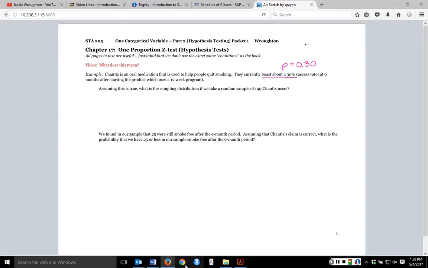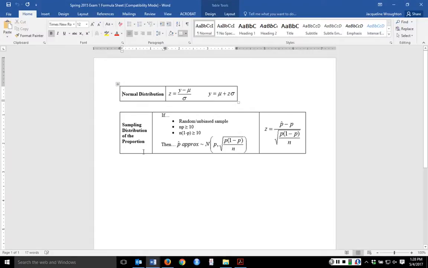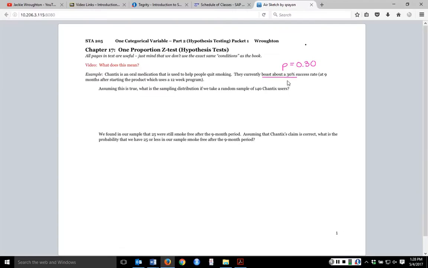If we were to look at our formula sheets that you could have used during the test, we're sort of with this idea of a sampling distribution. We're going to check our conditions, see if our conditions hold, and then if so, we know our sampling distribution. So we already know P, our P is 0.3. The only other thing that we need to know is our N. And it told us that they're going to sample 140 Chantix users. So that's our N.